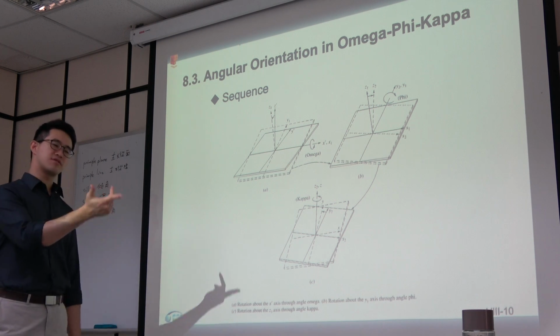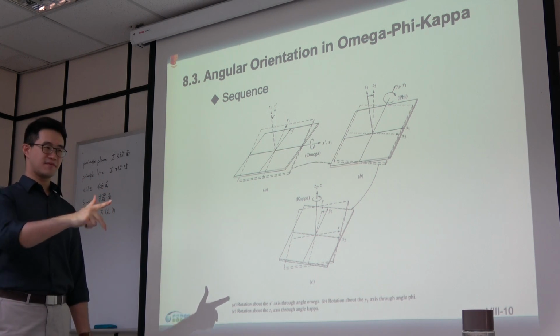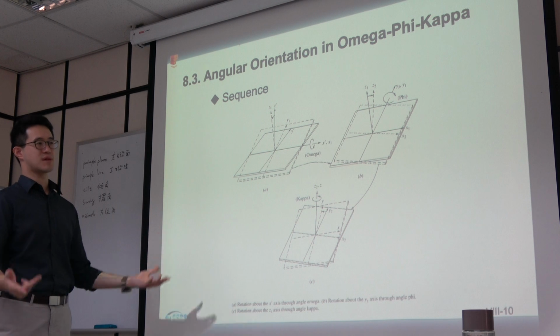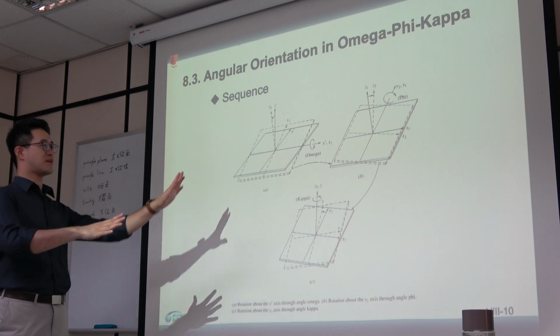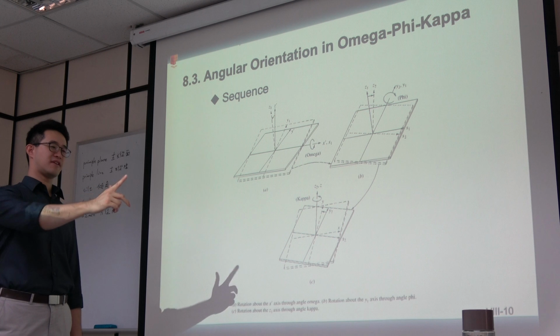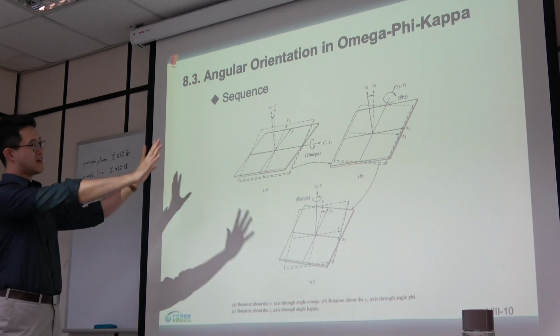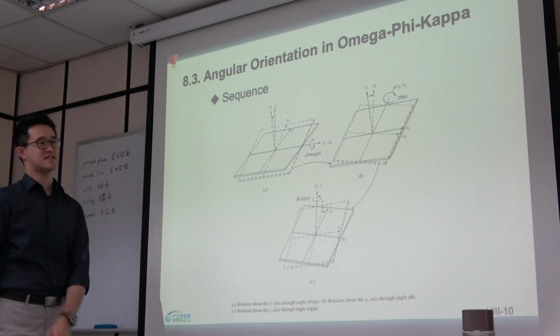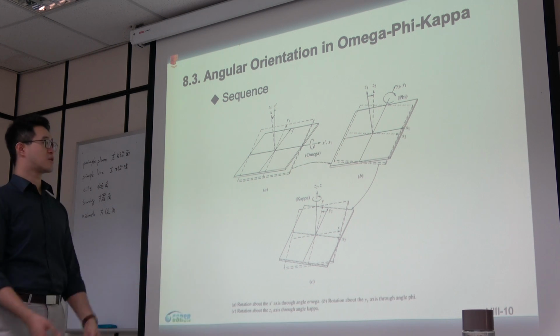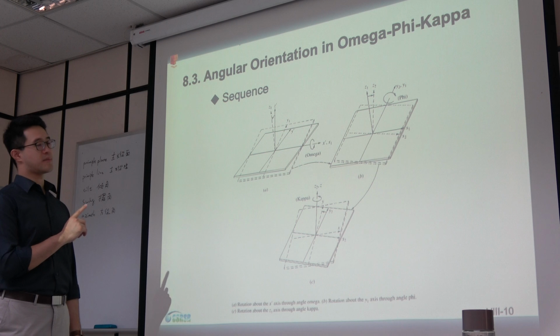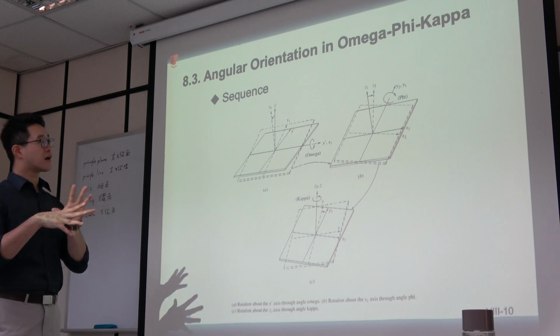And it's not easy, as you can imagine. If you tell someone, okay, right now my image plane has an omega phi kappa orientation, and then ask him or her to draw an illustration of that, it will be very difficult. But however, the omega phi kappa is good at the mathematical calculation.